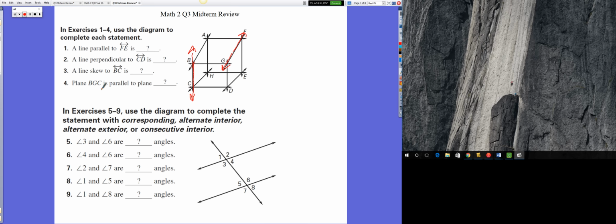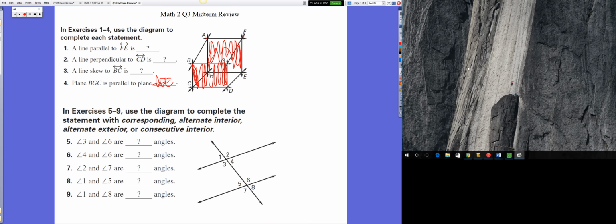Okay, a parallel plane to BGC. So it takes 3 letters to mark a plane. So BGC is this plane right here, and a parallel one would be the one in the back, plane AFE. So this plane in the very back.